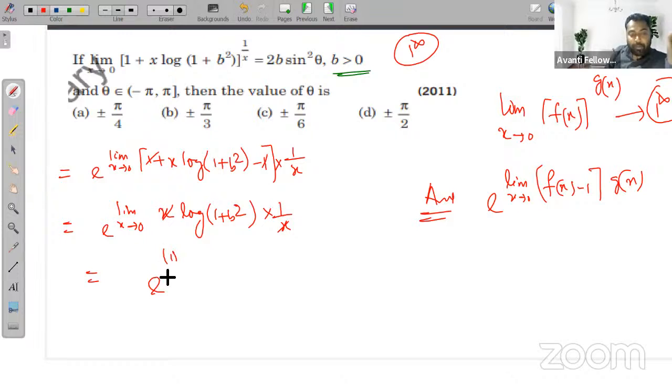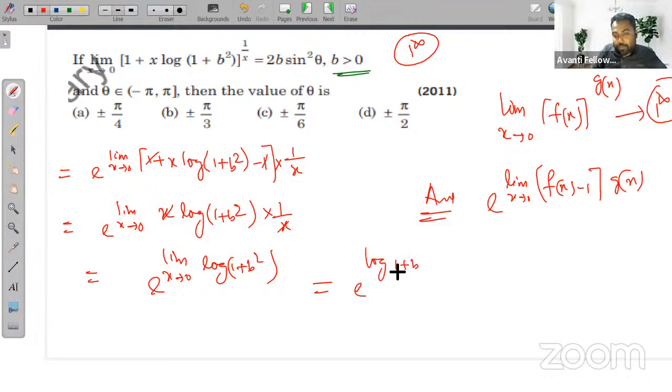So what you are getting, limit e raised to limit x tends to 0 log of (1 plus b square), right? And after putting the limit, what you are getting is e to the power log of (1 plus b square). By using the properties of logarithm, we can simply write this as 1 plus b square, okay? So suppose this is the question. Here we are getting the limit as 1 plus b square.